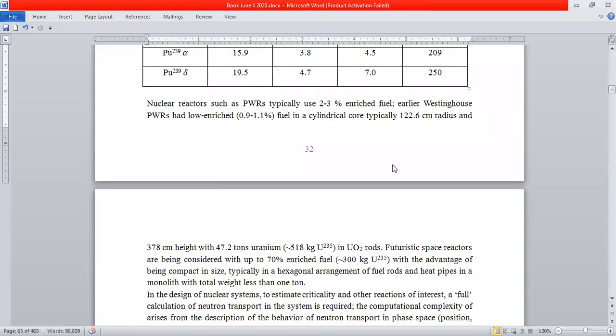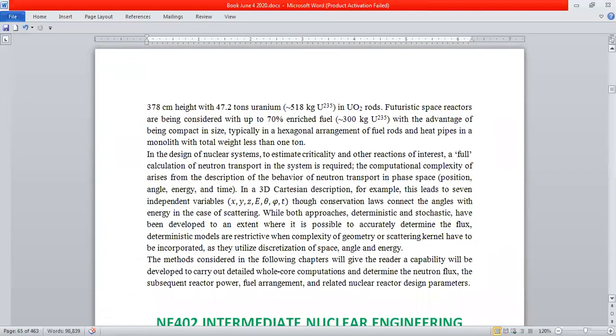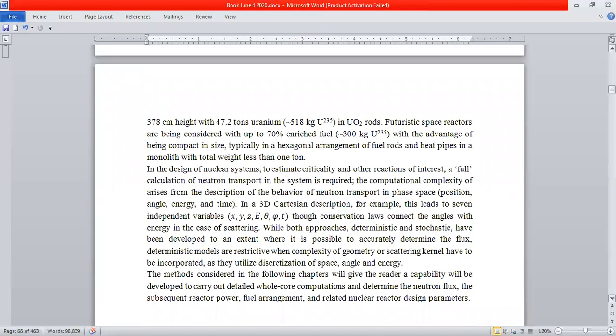And if you look at a nuclear reactor, such as a pressurized water reactor, which I told you uses 2, 3, slightly more than 3% enriched fuel at different locations. While the earlier ones, if you look at the early designs, did not go beyond 1.1% fuel. Typically they were quite large, and you could see some of these early Westinghouse designs. Now, futuristic space reactors, as I told you, could weigh very little, just about 300 kg. So this, I think, was what I wanted to say about nuclear reactors and nuclear criticality.